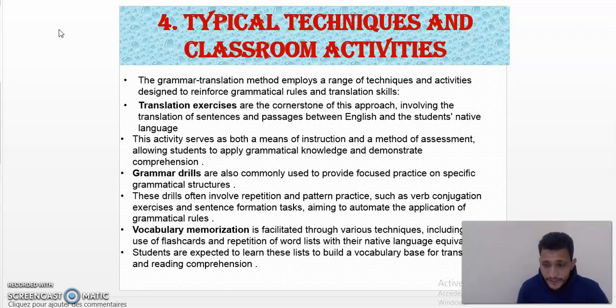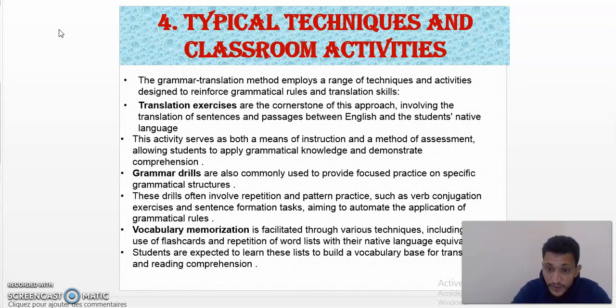So, of course, this approach makes use of a lot of techniques and strategies in order to reinforce grammatical rules and translation skills. Translation exercises are the cornerstone of this approach, involving translation of sentences and passages between English and the student's native language. So one of the techniques that we use is translation exercises. As we have mentioned, it's the cornerstone of this approach. This activity serves as both a means of instruction and a method of assessment. So this translation exercise is a method of both assessment and instruction.